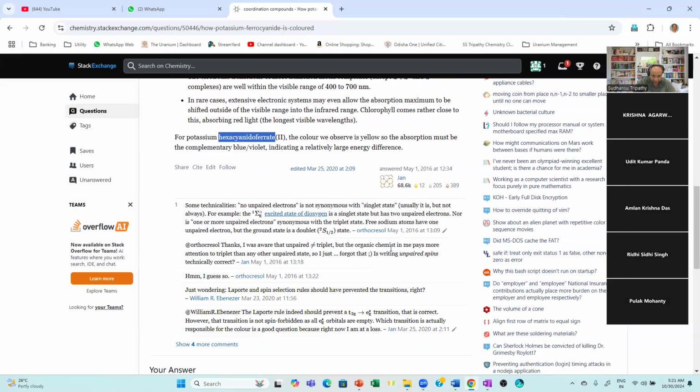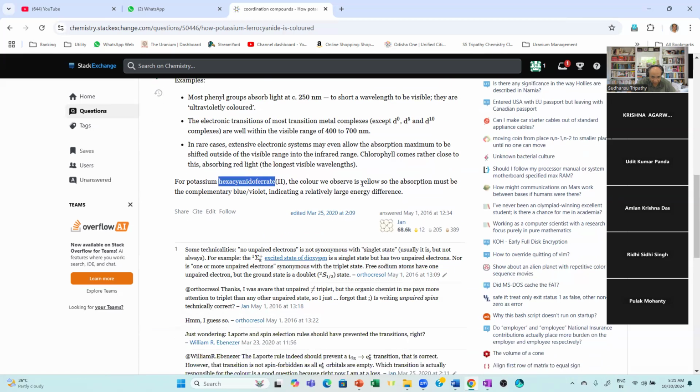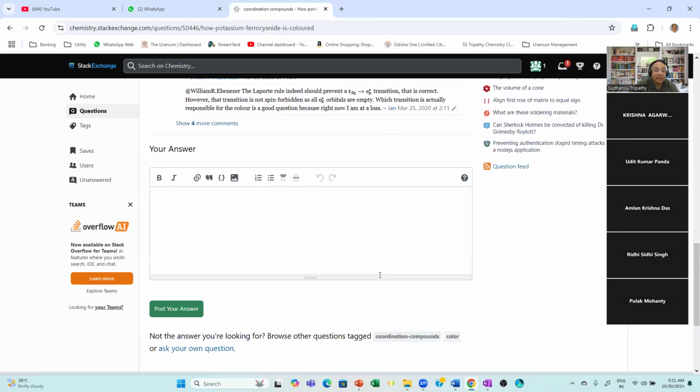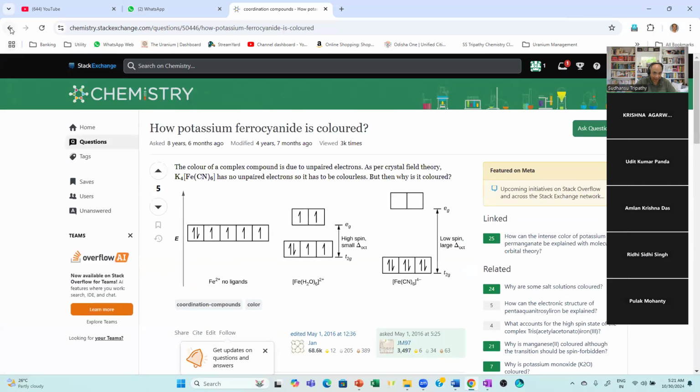But that is not saying whether it is due to d-d or something else. The cause of color is the possibility of electron transition from a lower to a higher orbital. If that transition is equivalent to a photon... But I am not in favor of a d-d transition for both ferro and ferric.